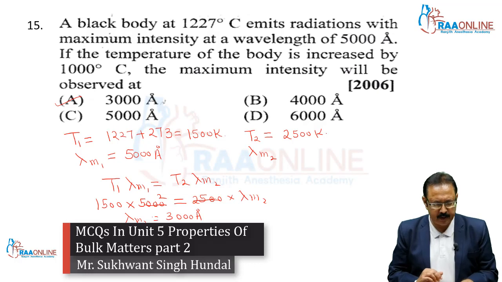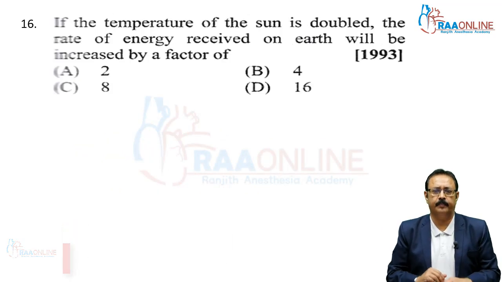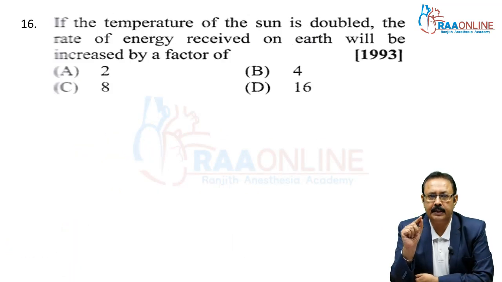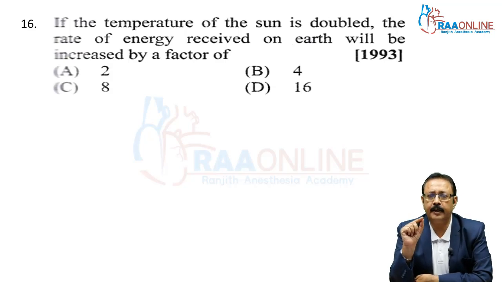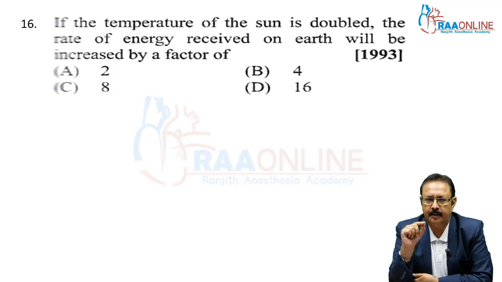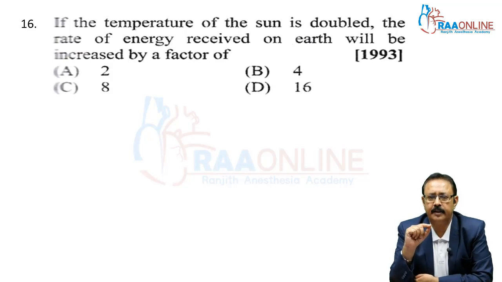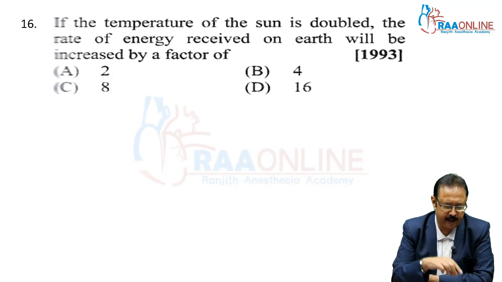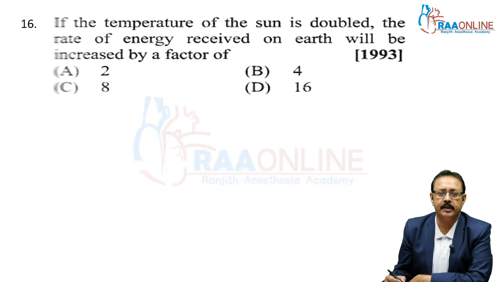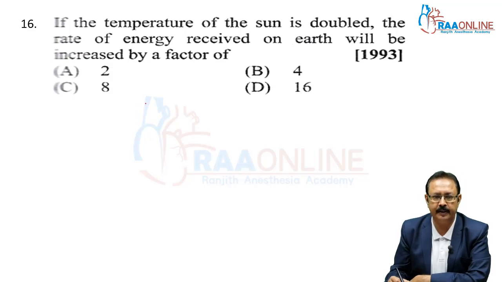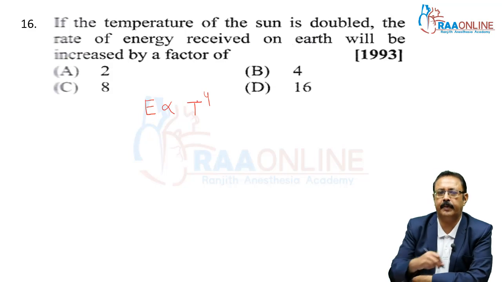So now we are going to start the 16th problem, which is from 1993 AIPMT. If the temperature of the sun is doubled, the rate of energy received on earth will be increased by a factor of? A direct problem from Stefan's law. We know that energy radiated by any source depends upon the fourth power of absolute temperature.